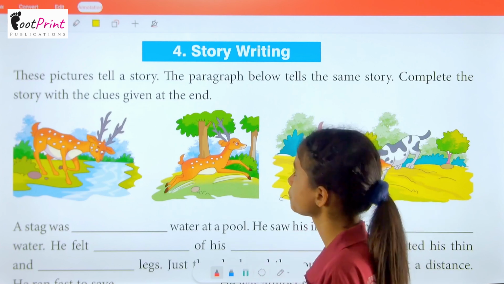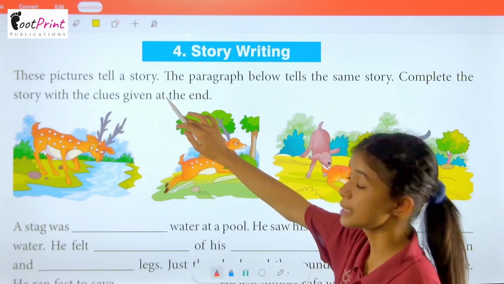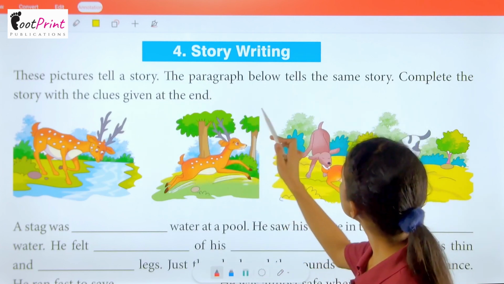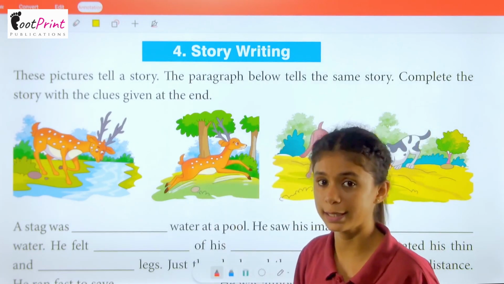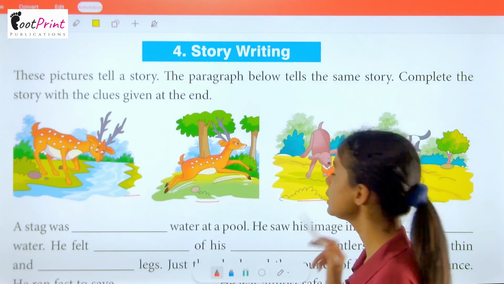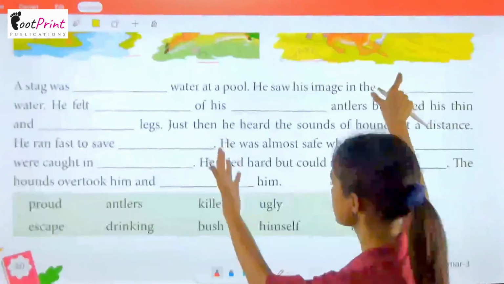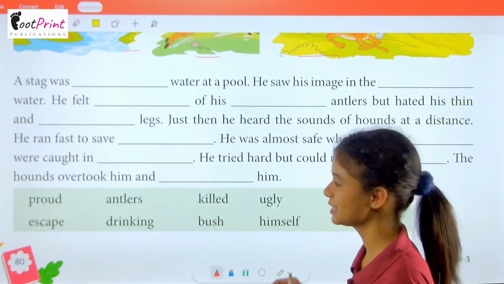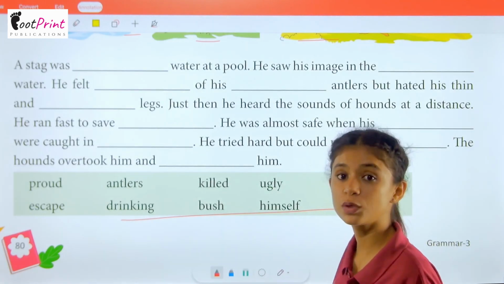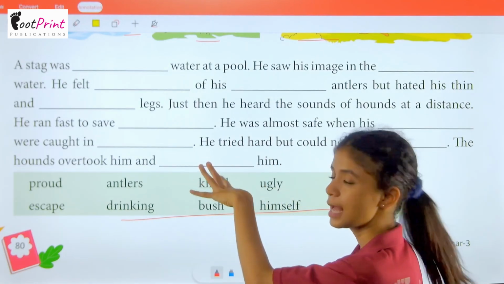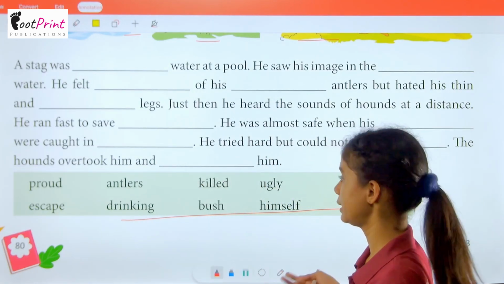Now you have to practice all this, and then we have this fourth part, that is story writing. These pictures tell a story. The paragraph below tells the same story. Complete the story with clues given in the end. So these pictures tell a story, and this again tells the same story, but it is incomplete without these. So we have to fill in these words in the blanks, and this is how we will complete the story.